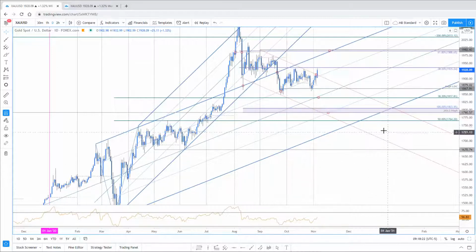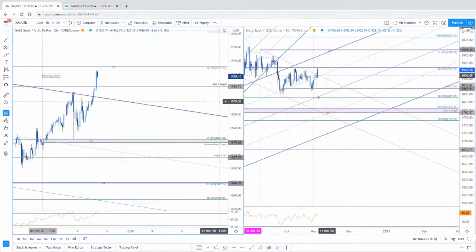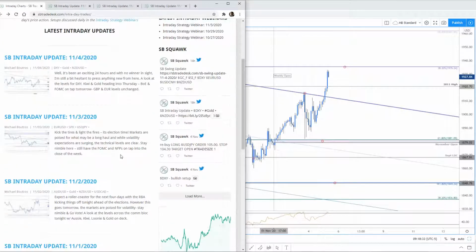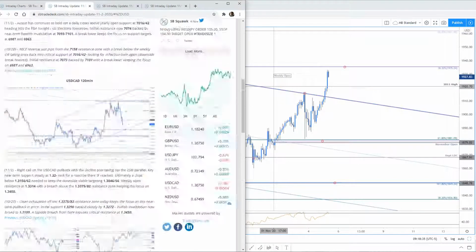Any questions here on gold? So 1935 is a resistance zone near term. Watch for a reaction here today. Here's what the intraday chart looks like. Again, all things held constant, it's a breakout, right?